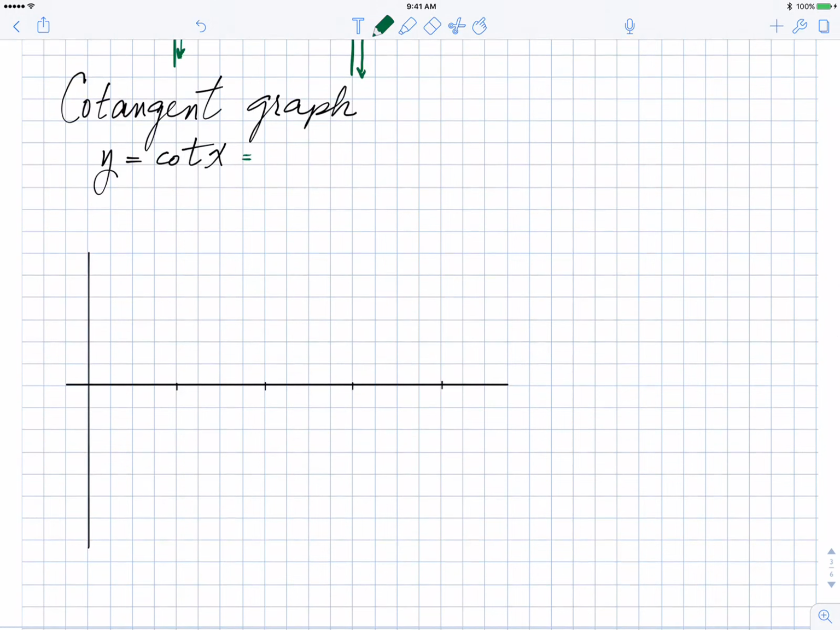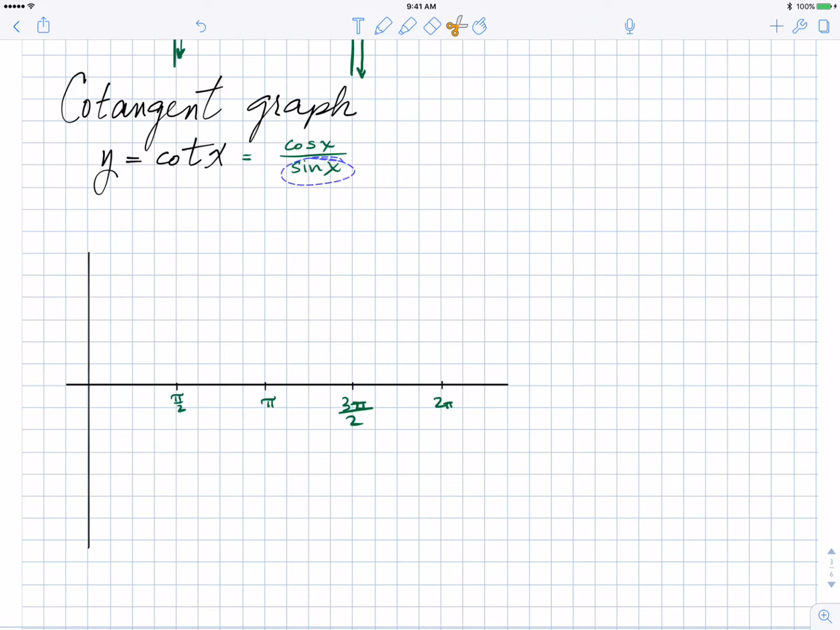Cotangent, we know, is the x value over the y value, or the cosine value over the sine value. Let's get our numbers on the graph again. We have 2 pi. Pi is half. Pi over 2 is a first quarter. 1/2, 2/2, 3/2, and 4/2. But now it's sine that causes the problem on the bottom.